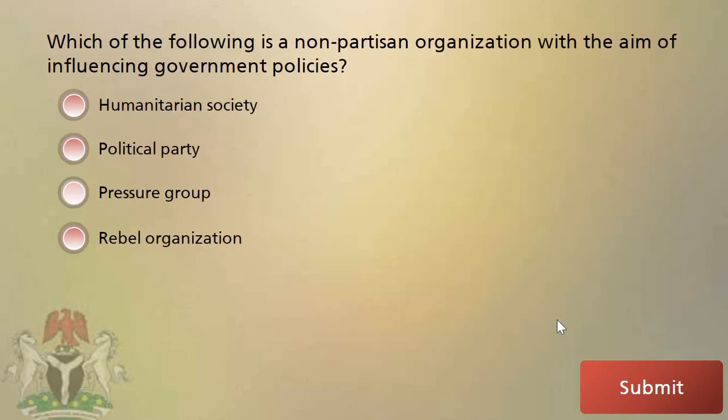Question 24. Which of the following is a non-partisan organization with the aim of influencing government policies? A, humanitarian society, B, political party, C, pressure group, D, rebel organization. The right answer is pressure group. Now, pressure group is a group of people bound together by some common interest or profession who engage in some activities to influence government policies to their own advantage.